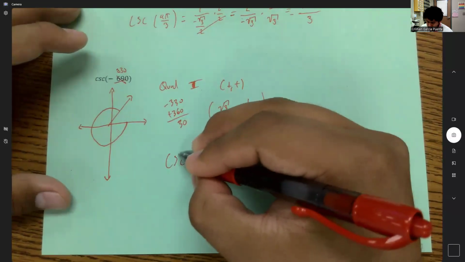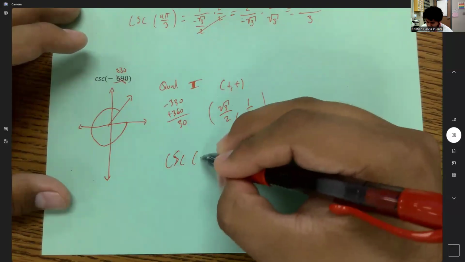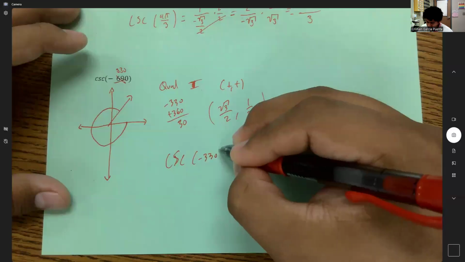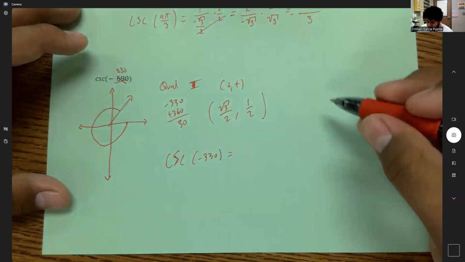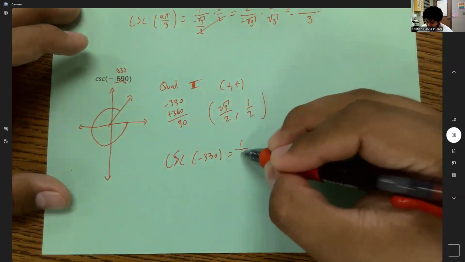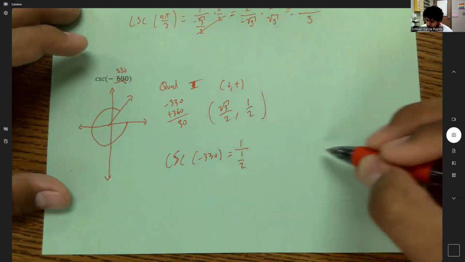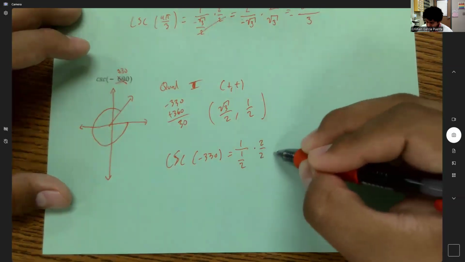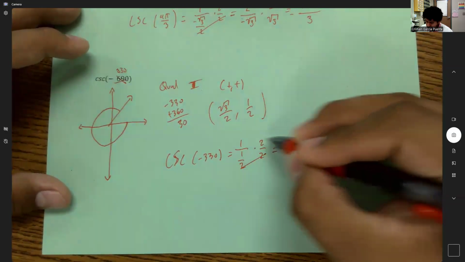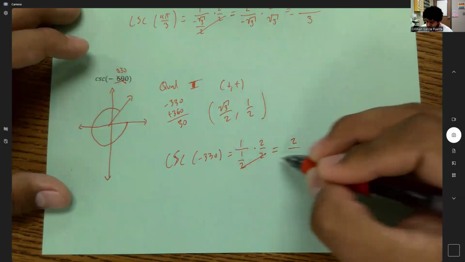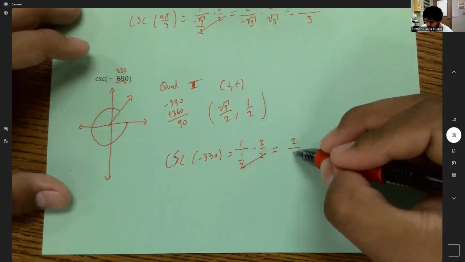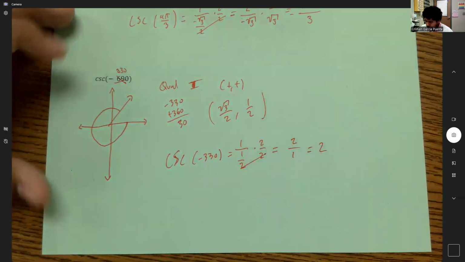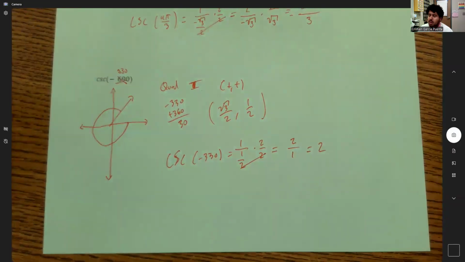So cosecant of negative 330 is going to equal, again, 1 over y. So it's going to be 1 over 1/2. And again, we don't want this 2 to be on the bottom. So the first thing we're going to do is multiply both the top and the bottom by 2 over 2. The 2 on the bottom is going to cancel. On top, 1 times 2 is 2. On the bottom, you're left with just 1. 2 divided by 1 is just 2. And that's your answer and you're done.